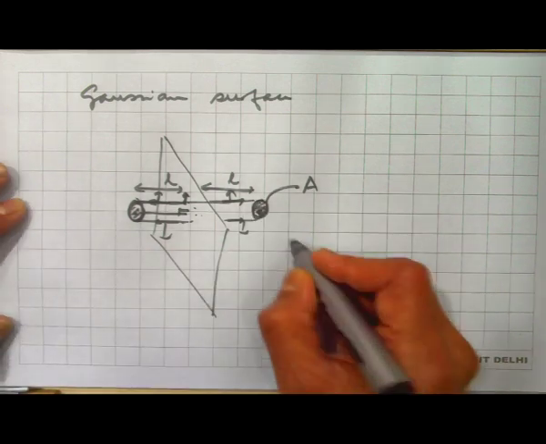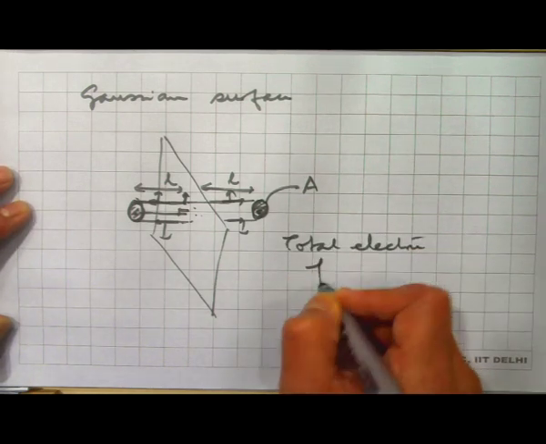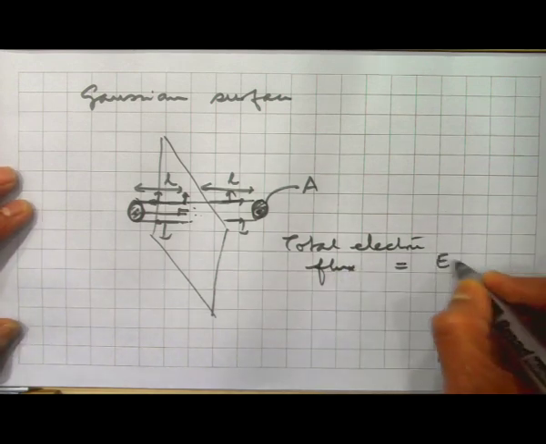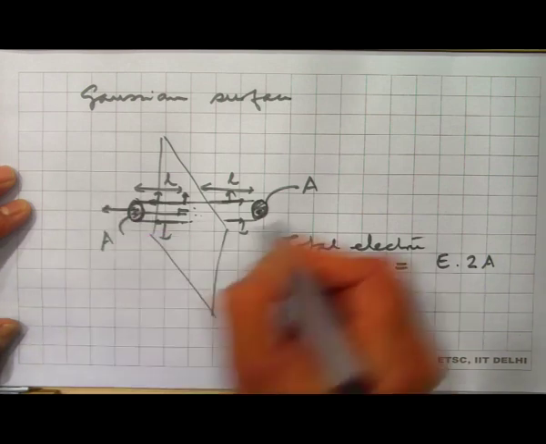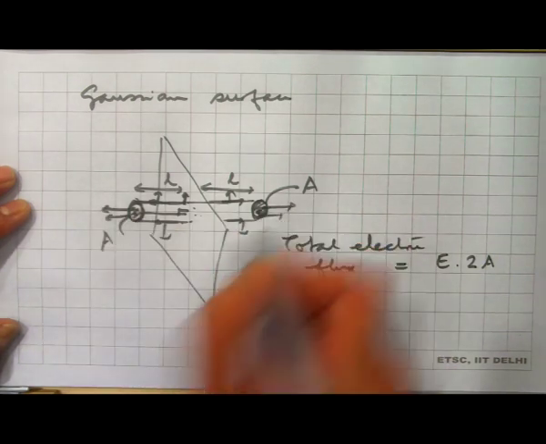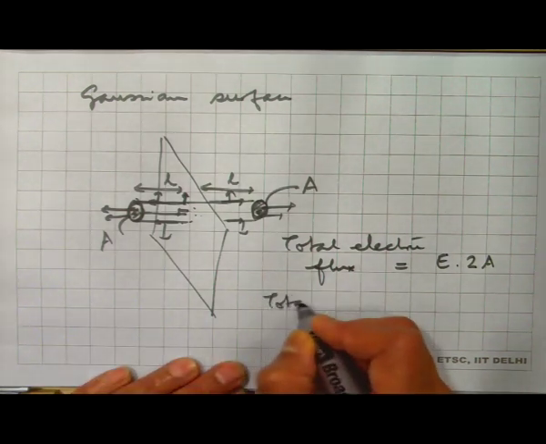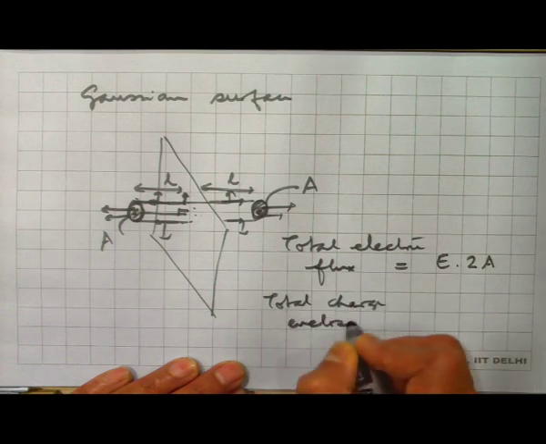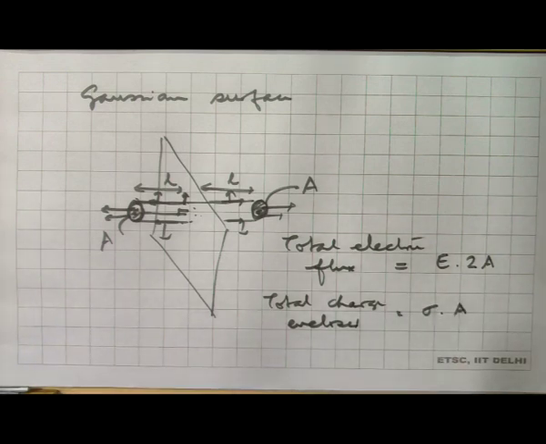So, the total electric flux will be equal to the electric field times one area here and one area there. Here the electric field is coming out, and here also. So, the total electric flux is E times 2A, and the total enclosed charge is sigma times A, because sigma is the charge per unit area.